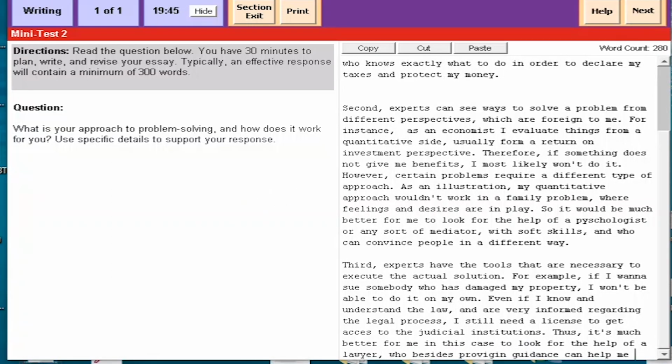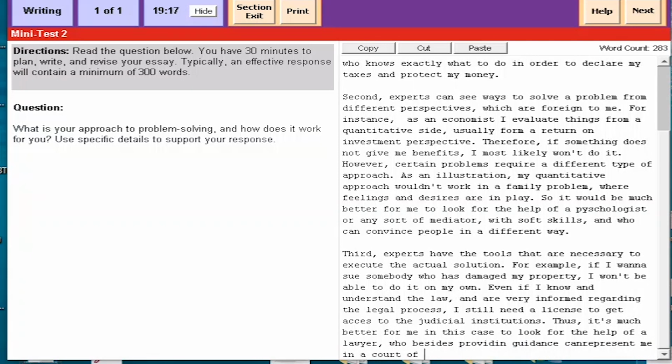Okay guys, I don't want to bore you too much. I've been writing for 10 minutes and I have 280 words. I'm still missing the introduction and the conclusion. Just let me finish the third paragraph, which is my third body paragraph. I want to get close to 300 in there. Providing, which is misspelled. Providing guidance can represent me in a court of law.